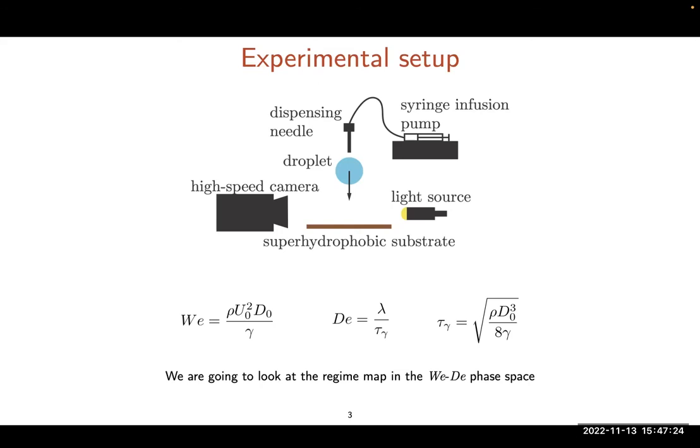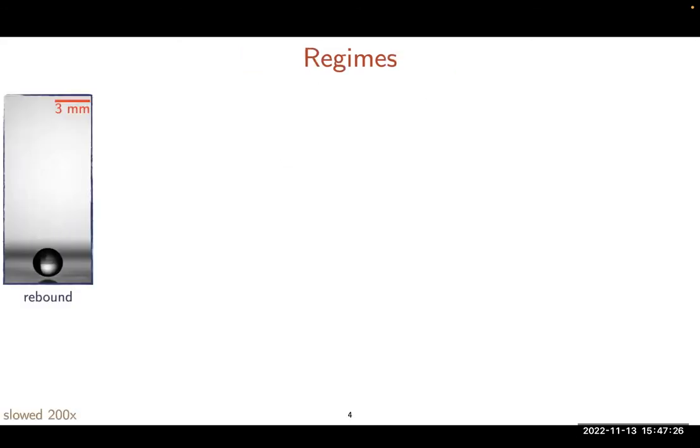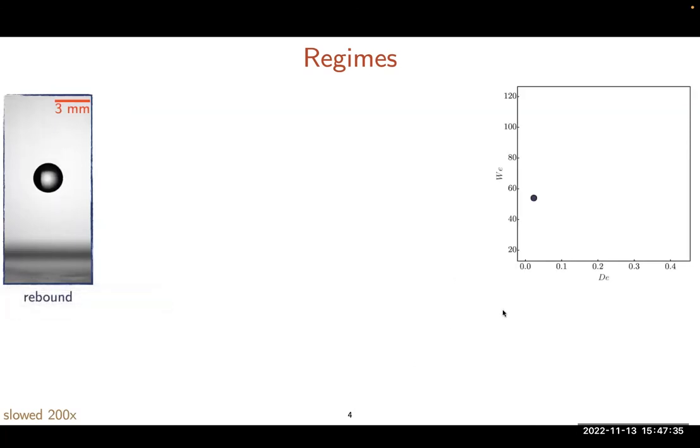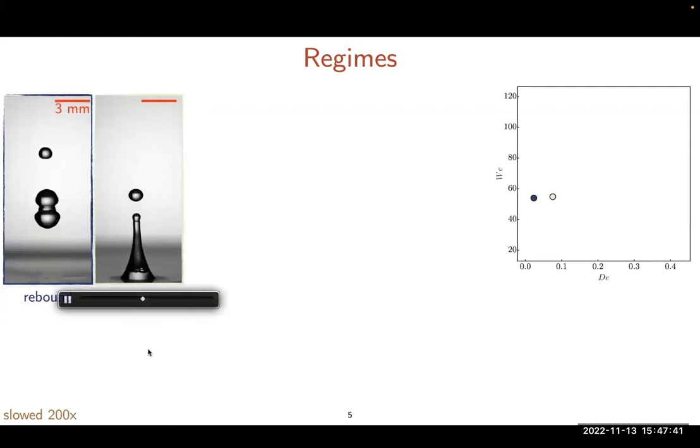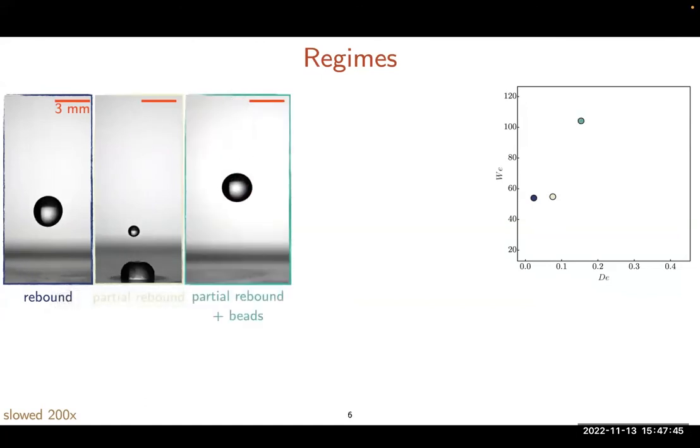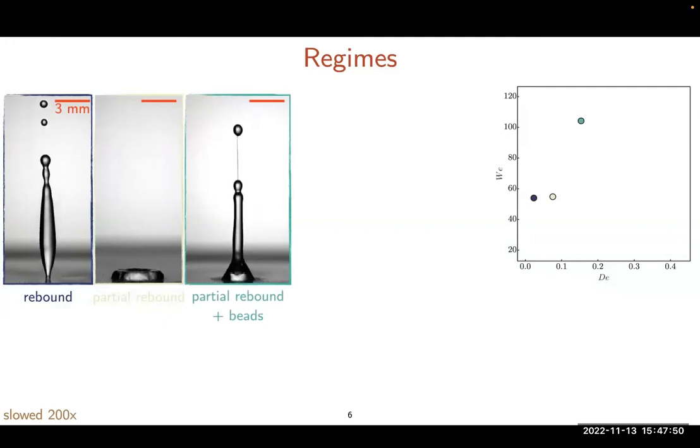So what are the typical regimes that we observe? We have the classical rebound of a droplet on a superhydrophobic surface, as shown here, where the droplet impacts, spreads and rebounds. And in the Weber-Deborah phase space, this is where it lies. There's the partial rebound regime, where the droplet impacts, a part of the droplet leaves the substrate while the rest stays pinned. And within this part of the droplet that is leaving the substrate, we can sometimes observe these beads on a string kind of structures that are formed. So we call this regime the partial rebound plus beads regime.